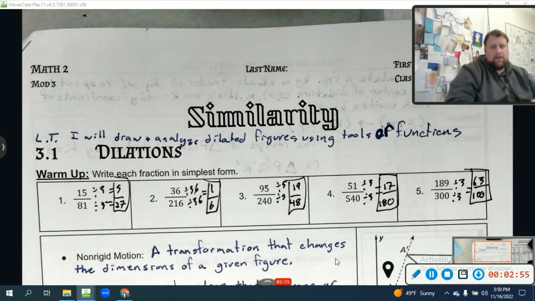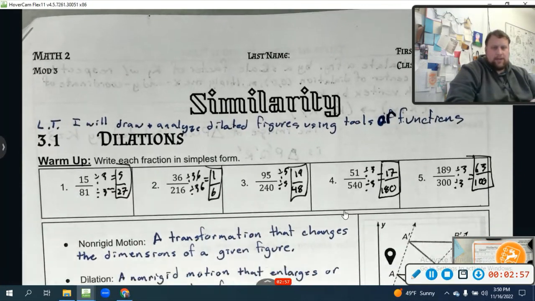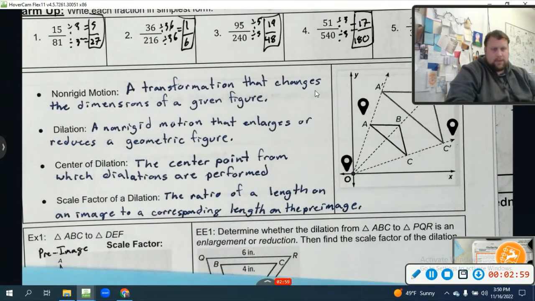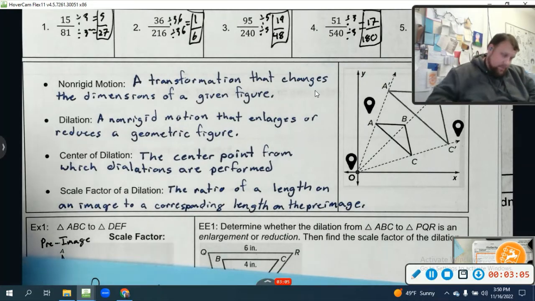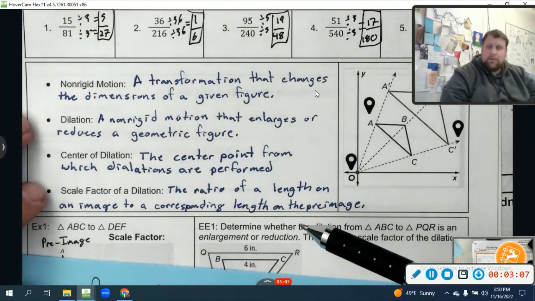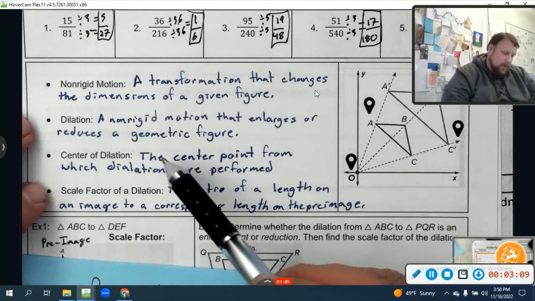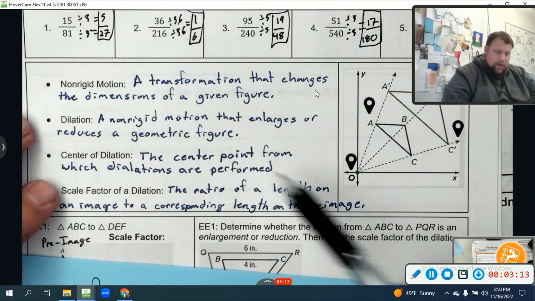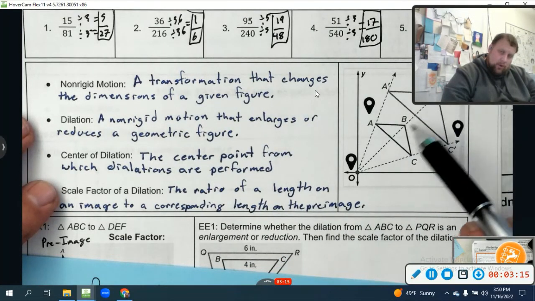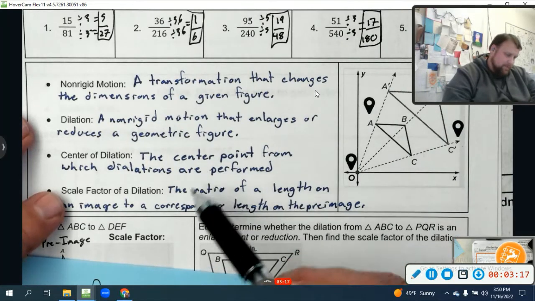Okay, I've got some vocab for you guys to write down. Pause this if you need to. I'm going to keep moving on. Non-rigid motion: a transformation that changes the dimensions of a given figure. That's what we're doing today. We're doing some non-rigid motion called a dilation: a non-rigid motion that enlarges or reduces a geometric figure. So in this case, we're going to enlarge, or if we started here, we would reduce.